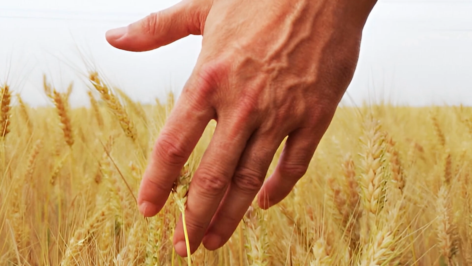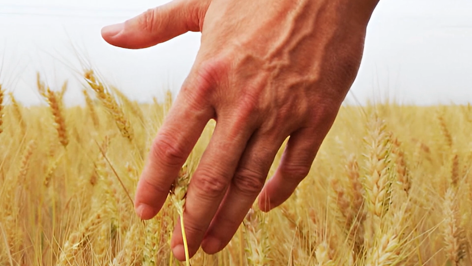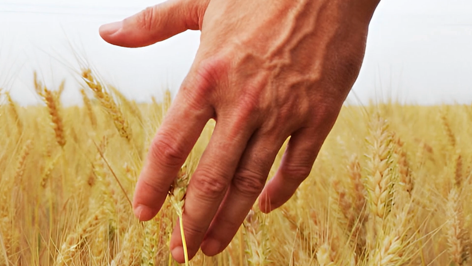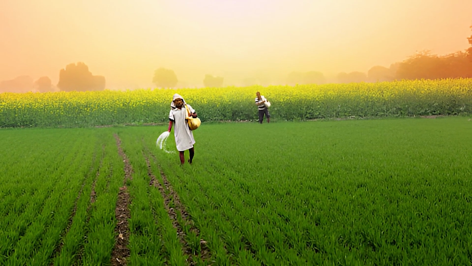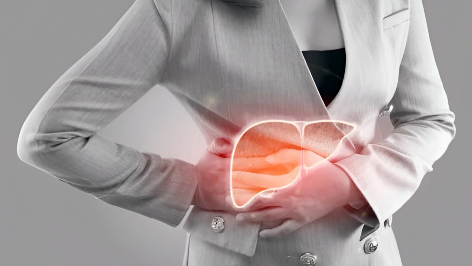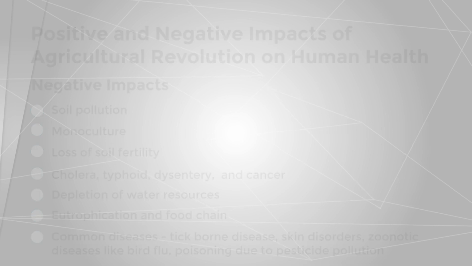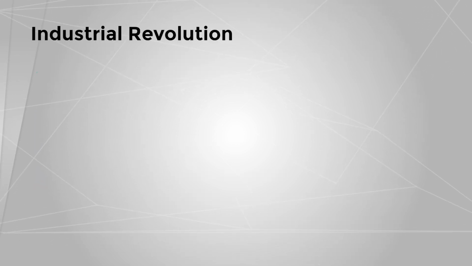The practice of monoculture aimed at increasing crop yield compromised the region's biodiversity and diminished traditional varieties of crop. Excessive use of chemicals and fertilizers can lead to eutrophication, make pests immune to these chemicals, enter the food chain and ultimately cause environmental and health impacts pertaining to liver, kidney and stomach. Common diseases due to agricultural activities include tick-borne disease, skin disorders, zoonotic diseases like bird flu, and poisoning due to pesticide pollution.